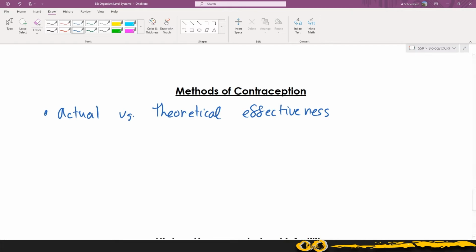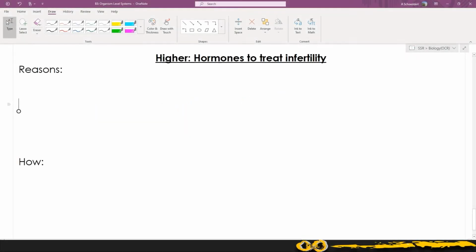And you might be asked to answer sort of an application question where you talk about whether or not the human factor could indicate someone's choice of method, depending on whether or not they felt capable of using the condoms or of using the method properly. For those of you studying the higher syllabus, you also have a topic that is quite interesting, which is the treatment of infertility. So infertility can be caused by a number of things.